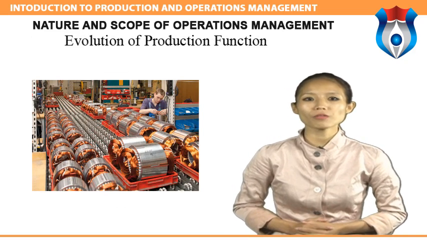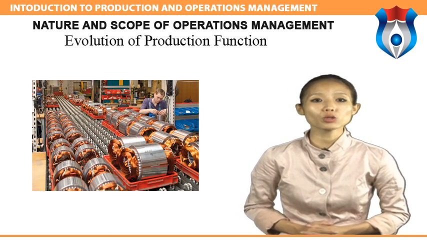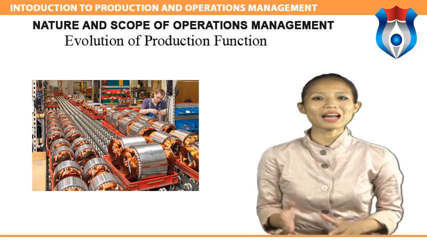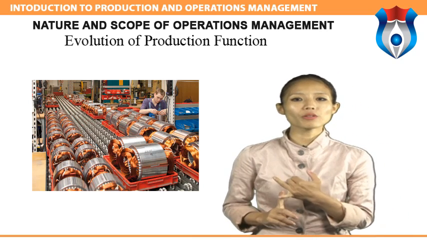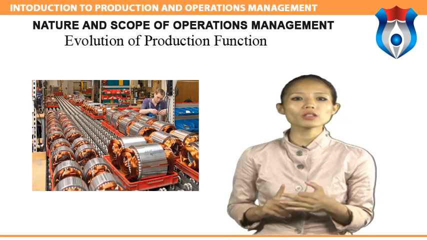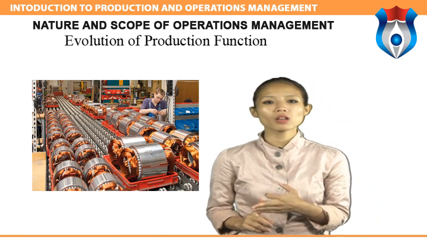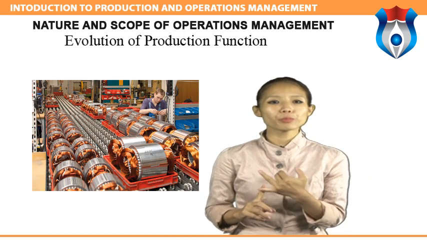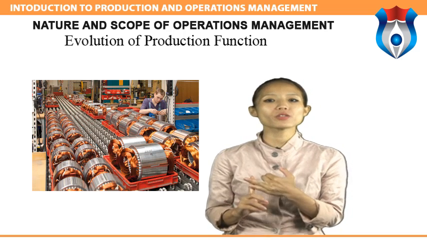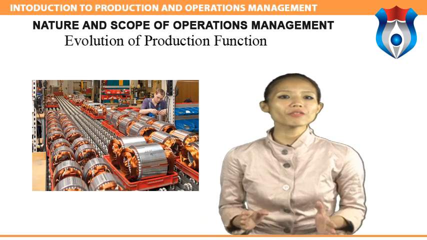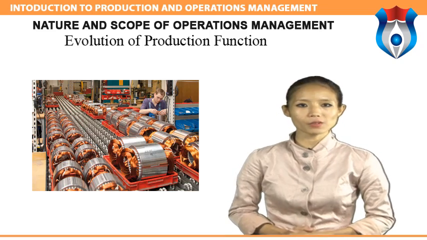Evolution of production function. In order to trace the evolution of production function, we identify six historical developments: the Industrial Revolution, scientific management, the human relations movement, operation research, computers and advanced production technology, and the service revolution. A brief explanation of each stage is as follows.